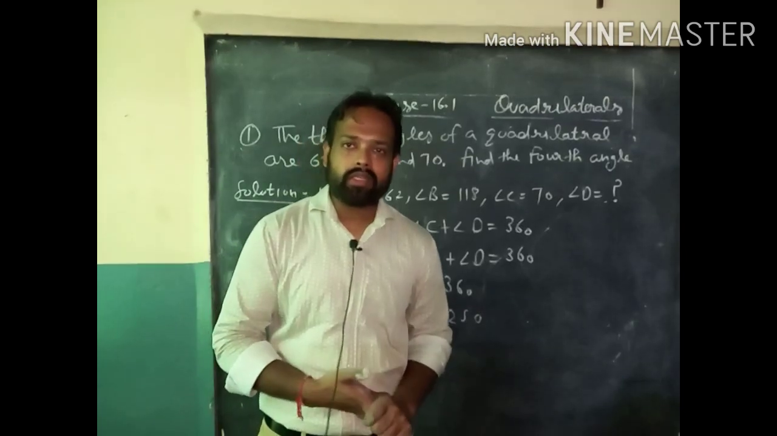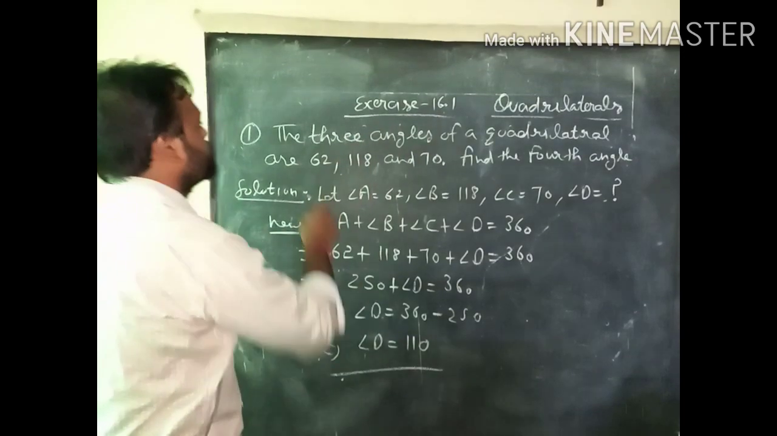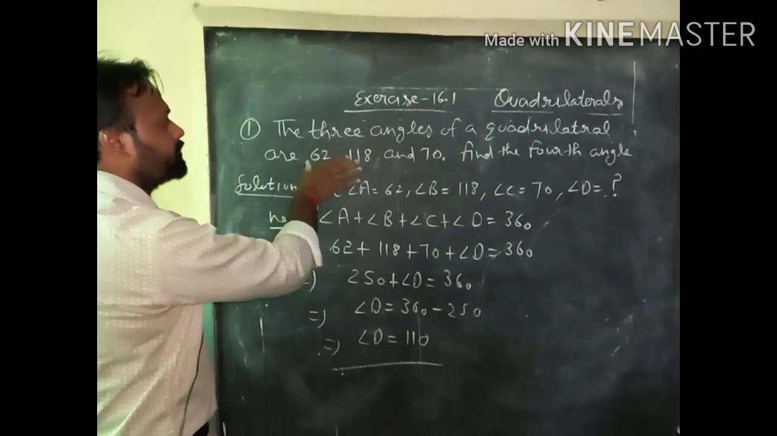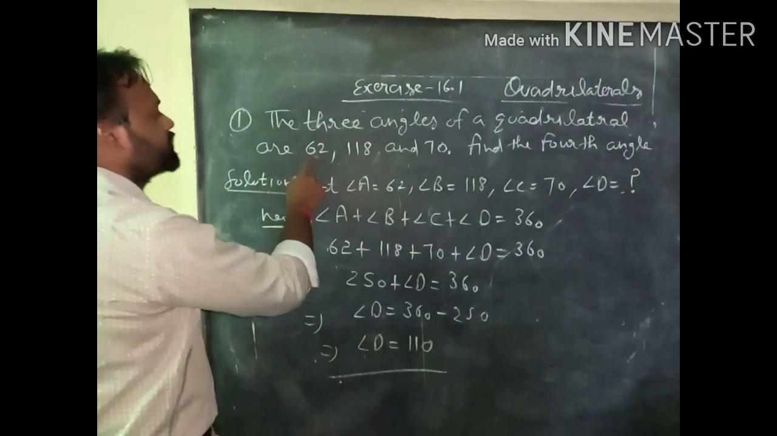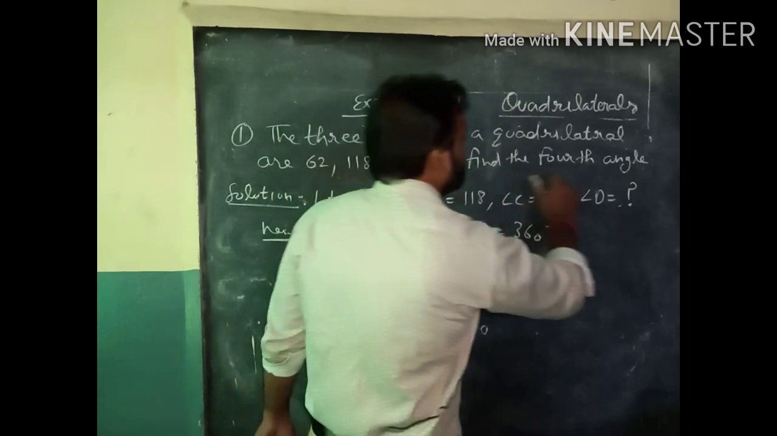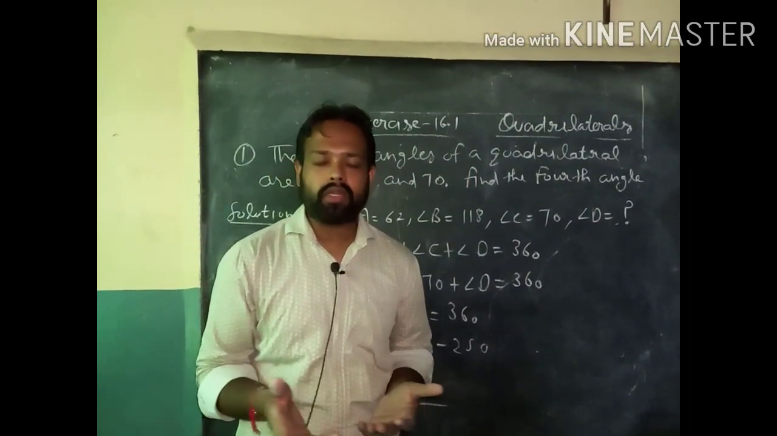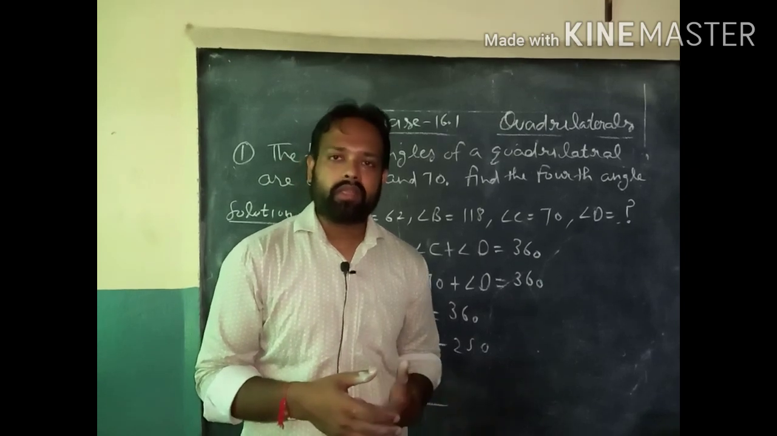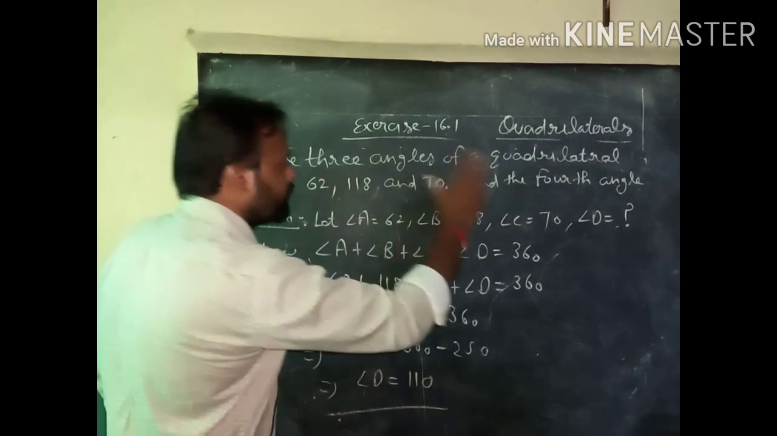Okay students, now I am starting the first sum of this exercise 16.1. I have also written the statement, you can also see it in the book. The three angles of the quadrilateral are 62, 118 and 70. Then we have to find the fourth angle. In this case we don't need to draw any diagram, we can directly take the angles because the angles are given to us.